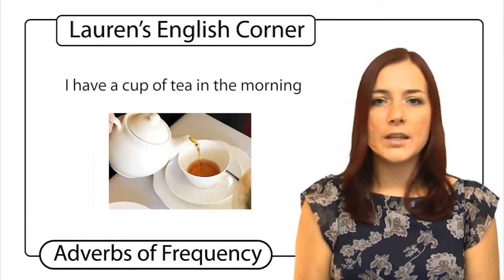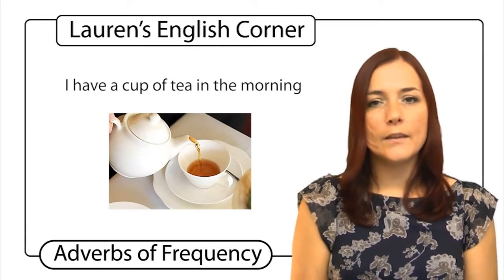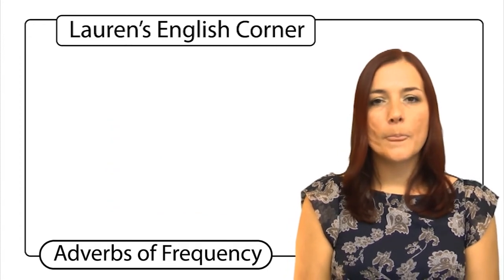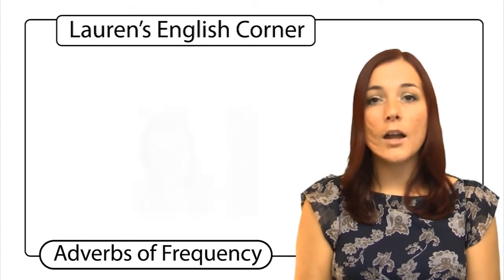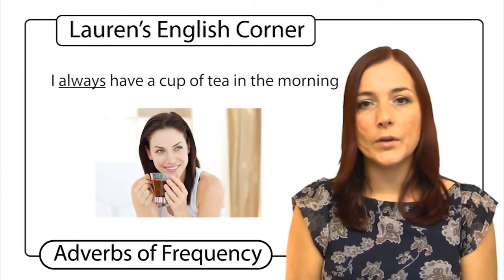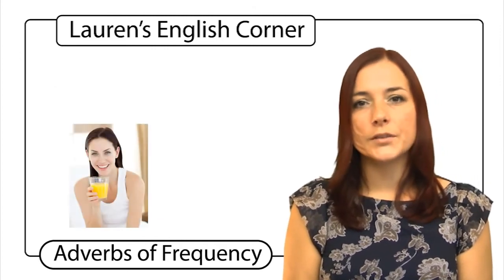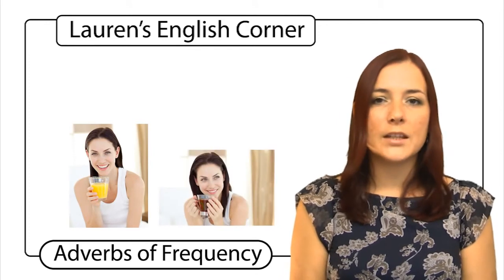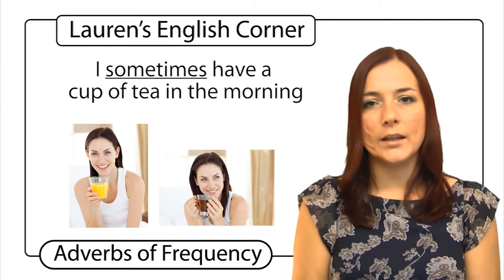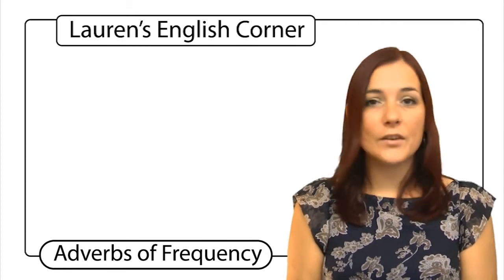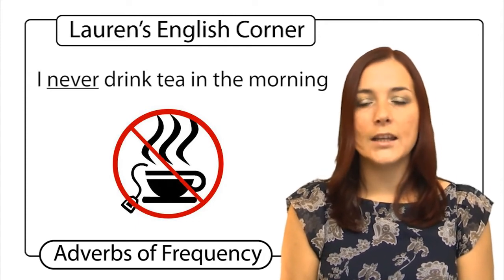I have a cup of tea in the morning. If every morning you have a cup of tea, you should say, I always drink a cup of tea in the morning. But if sometimes you have coffee or orange juice and only sometimes have tea, then you would say, I sometimes have a cup of tea in the morning. However, if you never drink tea and you don't like tea, you would say, I never drink tea in the morning.